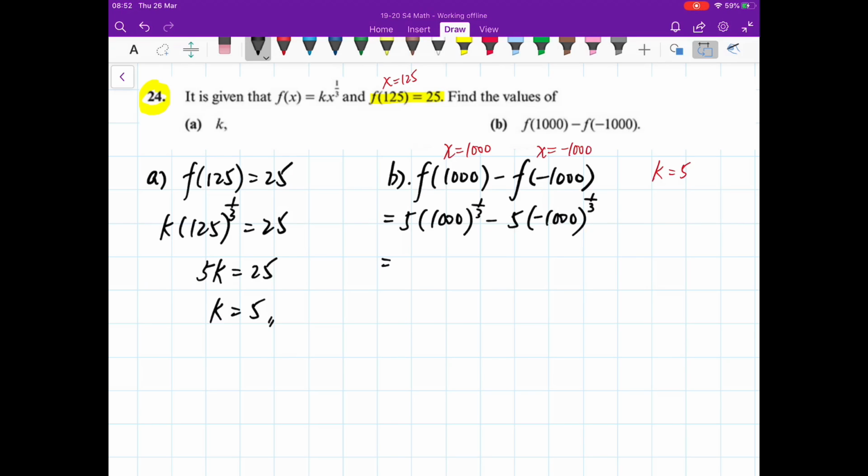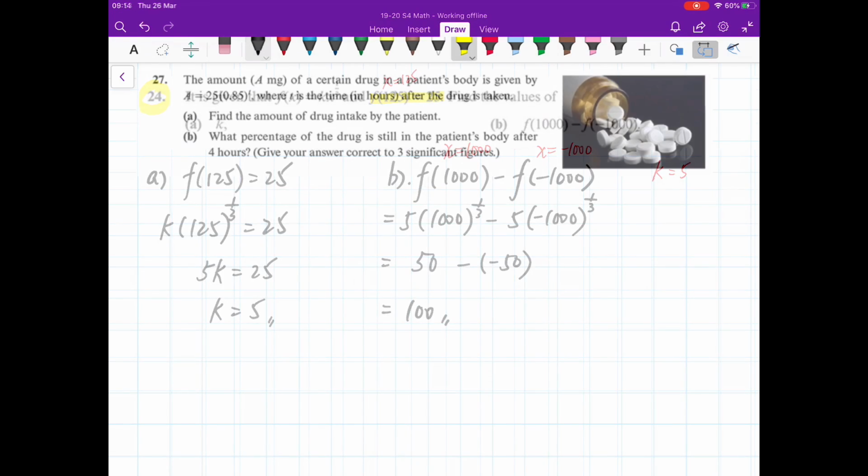Be careful of your calculation when inputting your answer in the calculator. I will do it part by part. For the first part, it will become 50, and the second part, it will become negative 50. There is a minus sign between them, and therefore we know that the final answer will be 100.